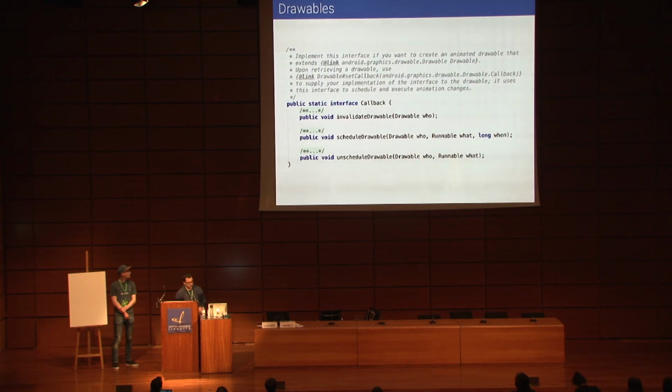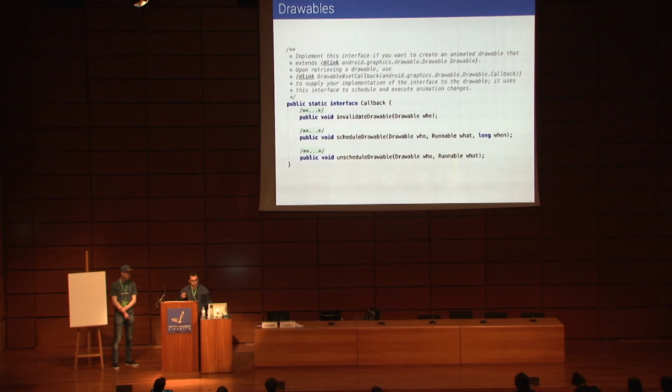Another interesting thing about drawables is that they can contain their own invalidation logic. Suppose that you have a drawable and you want to handle things like state changes, or you might even want to do animation. That's something that, for example, the system does in the progress bar. The drawable has this interface defined, Drawable.Callback, and this interface is actually implemented by View. So when you set a callback on a drawable, the drawable has a handle to tell the view that it wants to be invalidated or that it wants to execute something at a certain point.